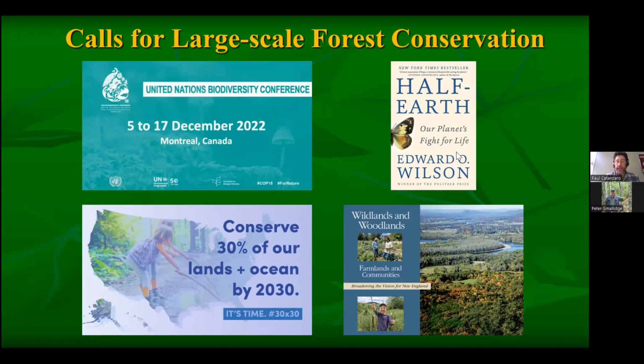Wilson talk about reserving half of the earth for biodiversity and other human needs. President Biden has come out with a 30 by 30 challenge or policy to try to conserve 30% of lands and ocean by 2030. And more regionally, there are also calls for large landscape conservation in New England. We have this Wildlands and Woodlands vision, which calls for the permanent protection of woodlands, both working as well as wildland areas.